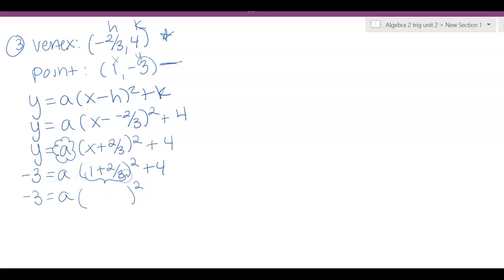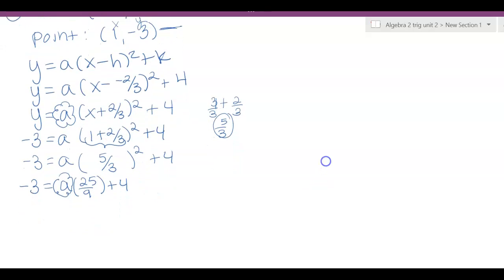So the first thing I'm going to do is add 1 plus 2/3. If you struggle with that, go off to the side, build your common denominators. So I see that that's 5/3. And then I'm going to square that 5/3. So when I square 5/3, that's 25/9. And then I'm going to work on solving for a. Remember, we're solving for a.